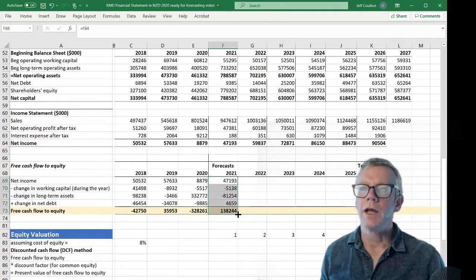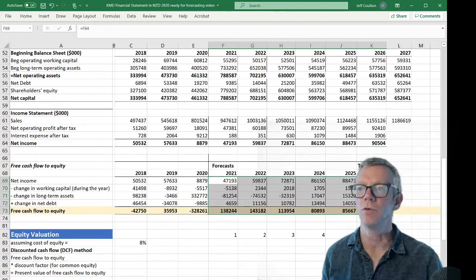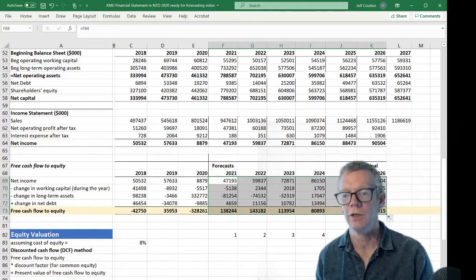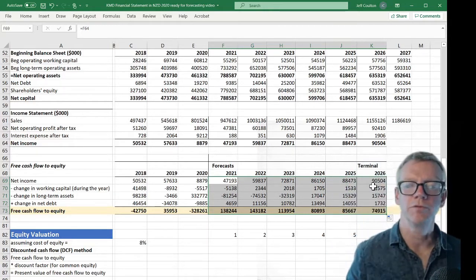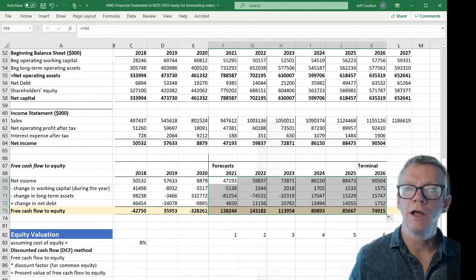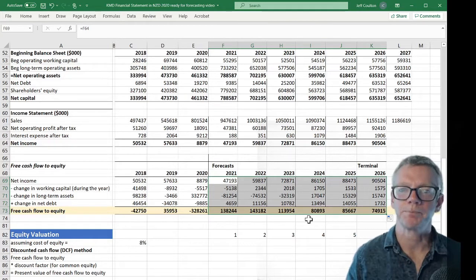I can now get our free cash flow to equity forecast for my year-by-year forecasting period and my terminal year, 2026. And we've got those numbers there. Hopefully you'll be able to match those up.